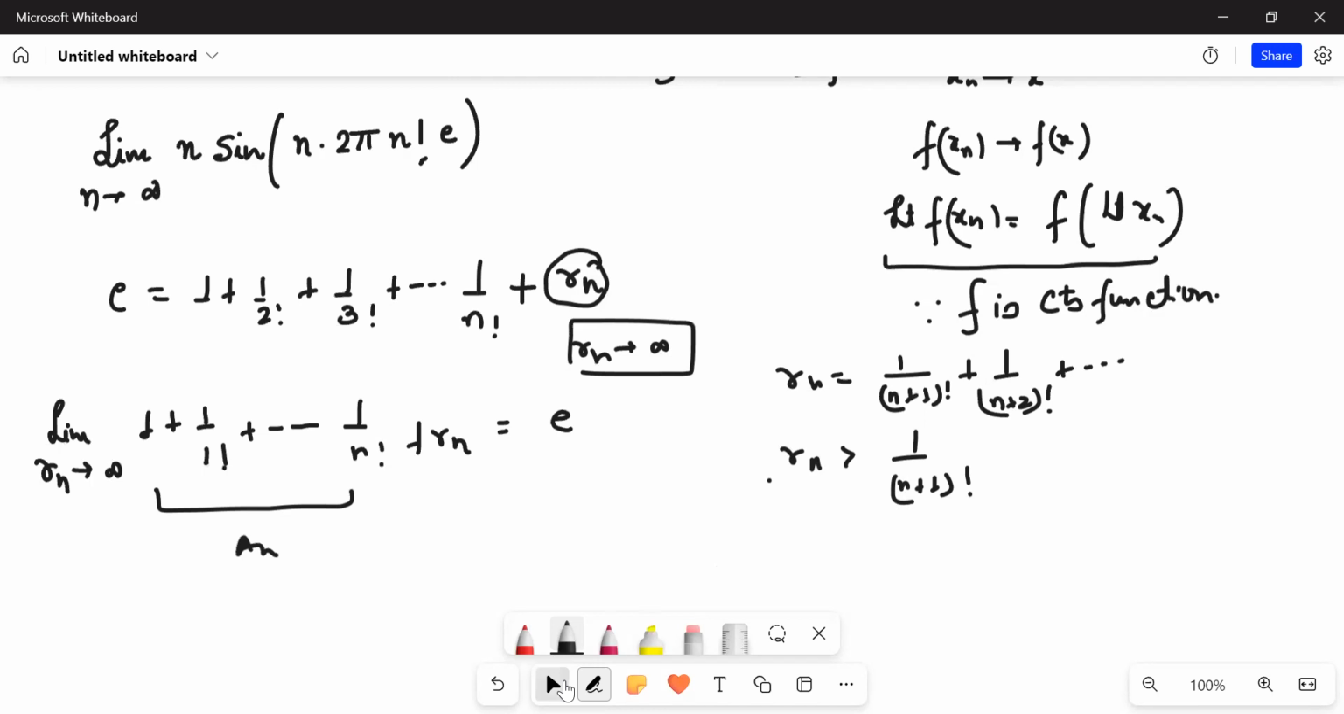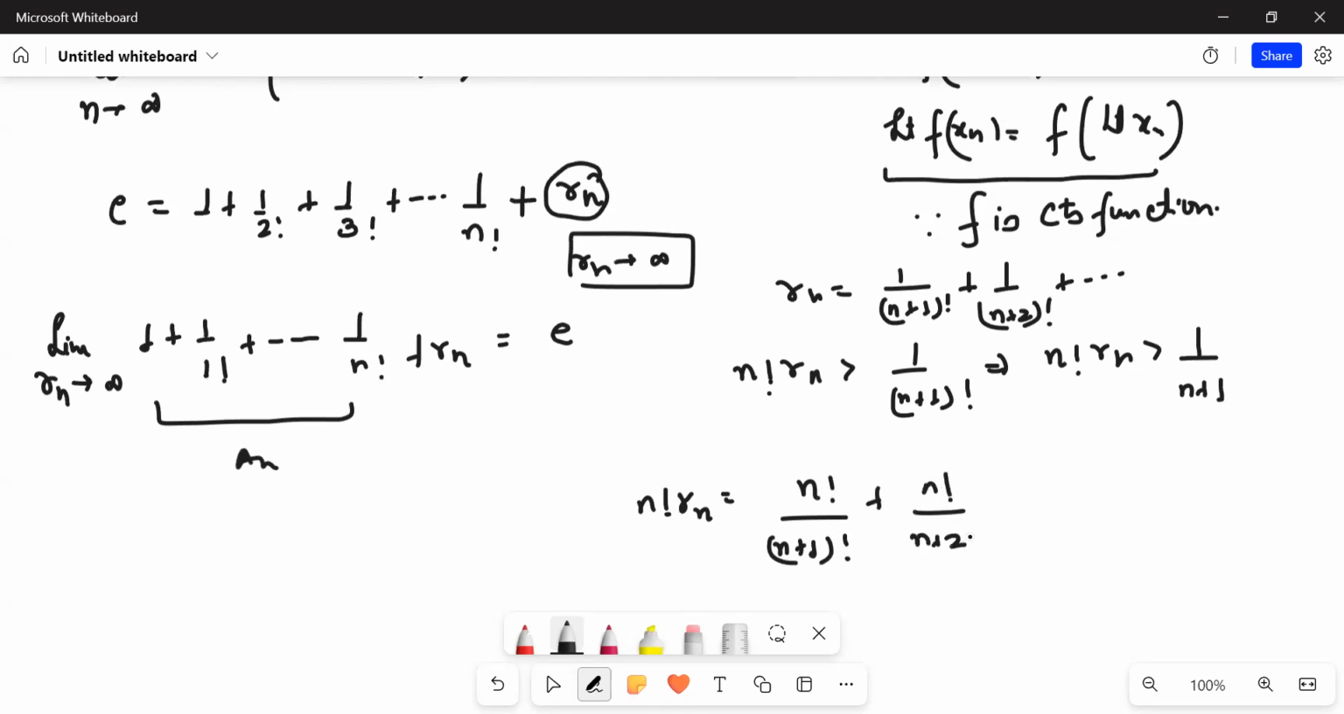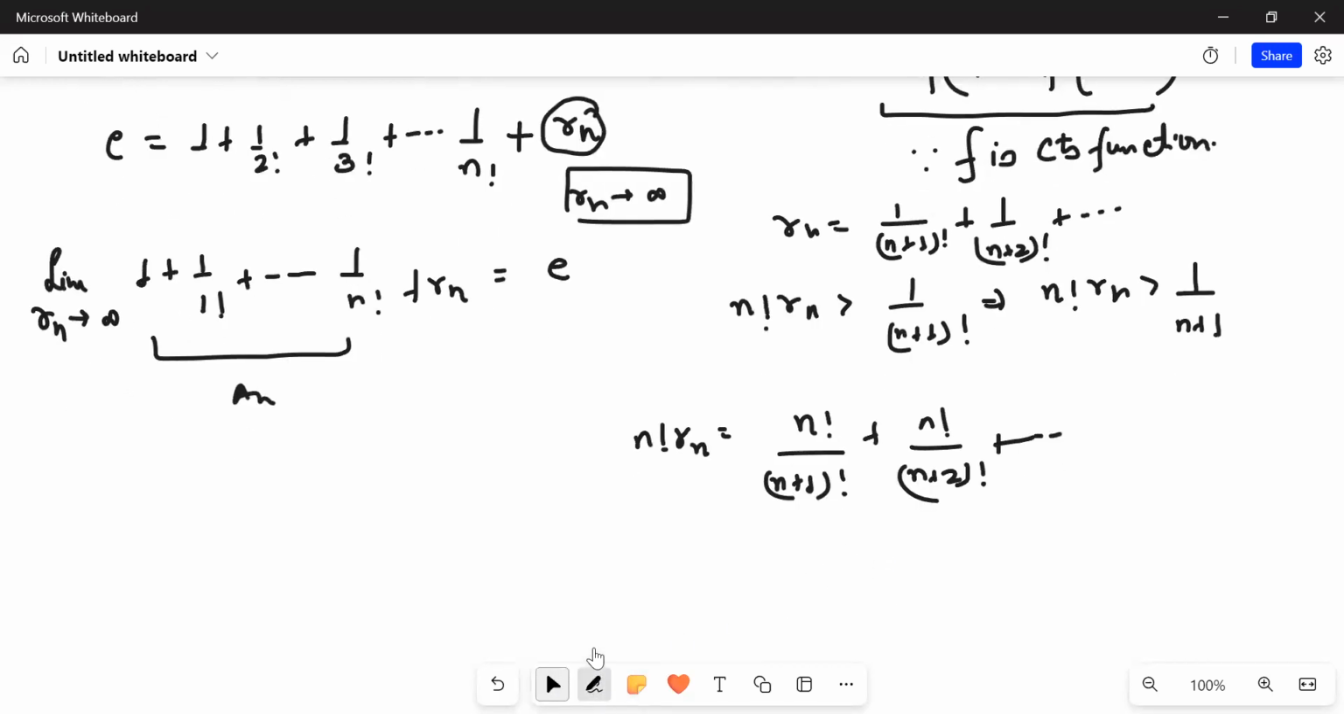Okay. And on the other side, if you just think about this, what is your Rn? If you think what is n factorial Rn, I can write that n factorial Rn would certainly be greater than 1 upon n plus 1. And n factorial Rn is equal to what? It is equal to n factorial divided by n plus 1 factorial, n factorial divided by n plus 2 factorial, and so on. Certainly, this n factorial Rn would be less than 1 upon n plus 1.